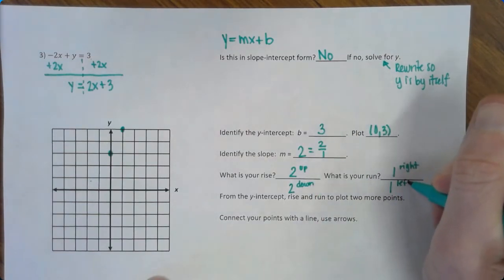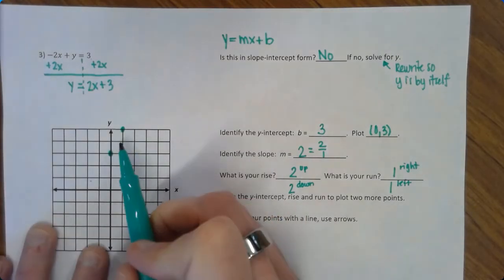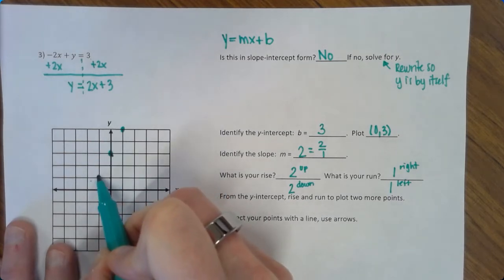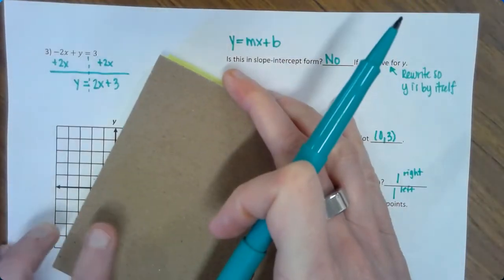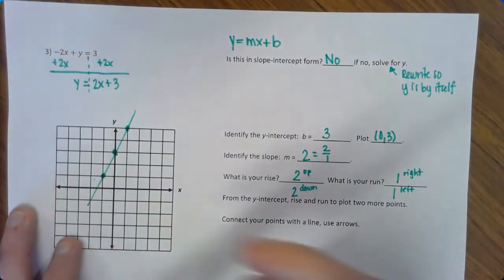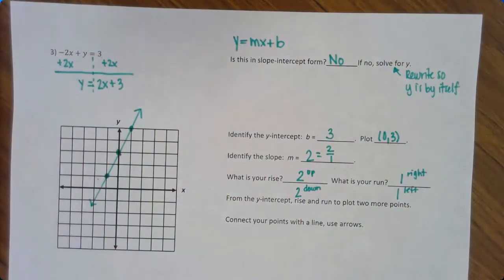If I reverse both directions, it's going to stay on that same line. So you can see if I go 2 down, 1 left, I end up here. So I can go 2 down and 1 left to get there. And there's my 3 points. I'm going to connect them using a nice straight edge. And again, slope of 2 is pretty steep. So I have a fairly steep looking line here. And again, I added my arrows. Okay, let's look at one more example.